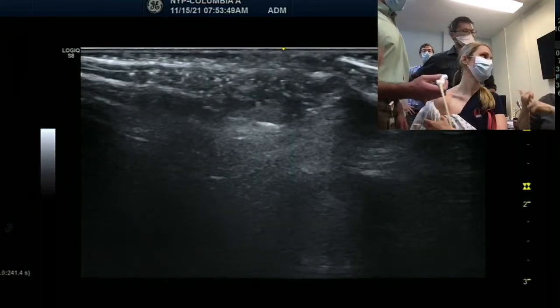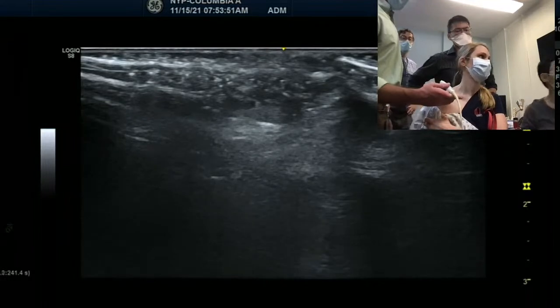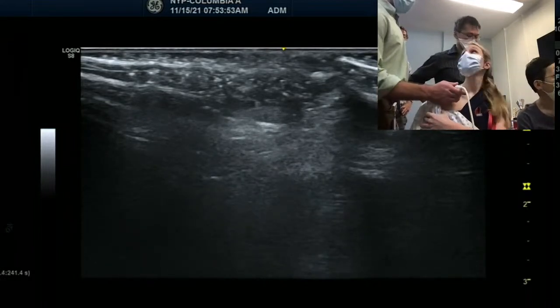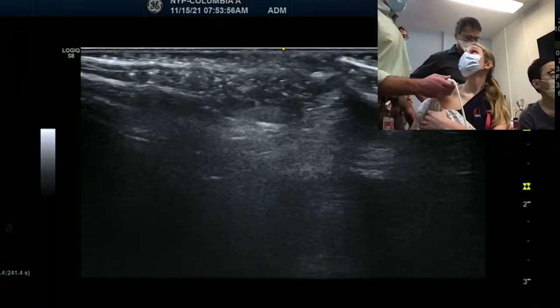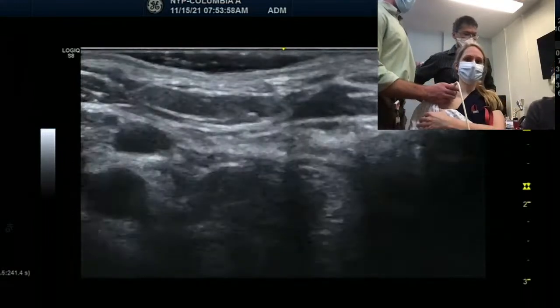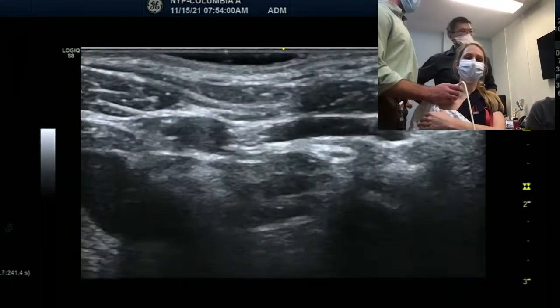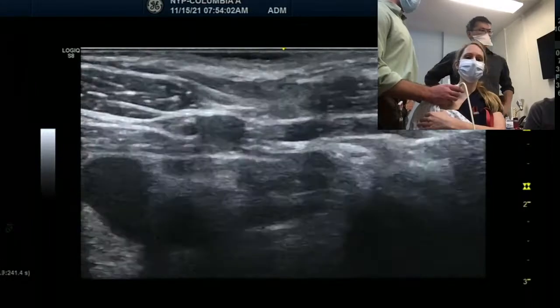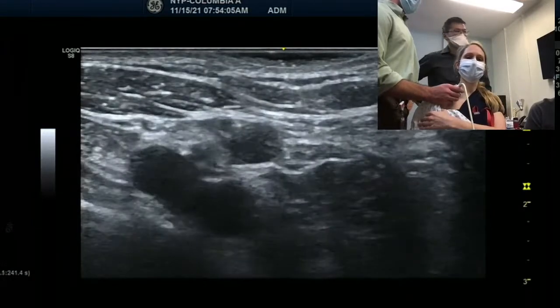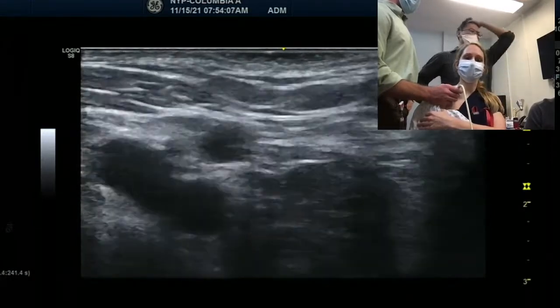So you guys have to do pec major, minor, axillary artery, just to find the cords, the division in proximity to the axillary. So we're going to go right and find the axillary artery, and then lateral to it will be the lateral cord. The medial will be the most inferior.